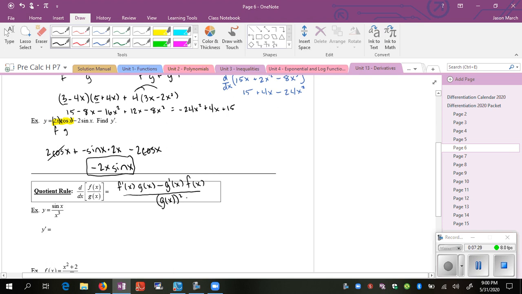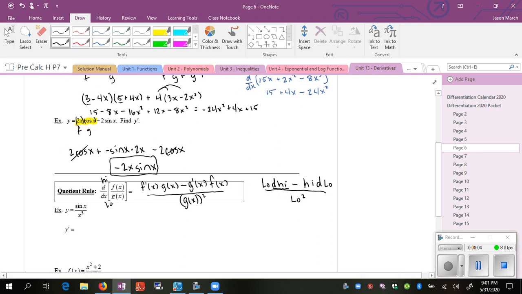Another mnemonic device I've heard for this is to refer to the top as the high and the bottom as the low, and call it low d high minus high d low, all over the low squared. And the d in this low d high, high d low is standing for derivative. So when we have low d high, that's saying low times the derivative of the top, and high d low is high times the derivative of the bottom, which is essentially what this notation is.